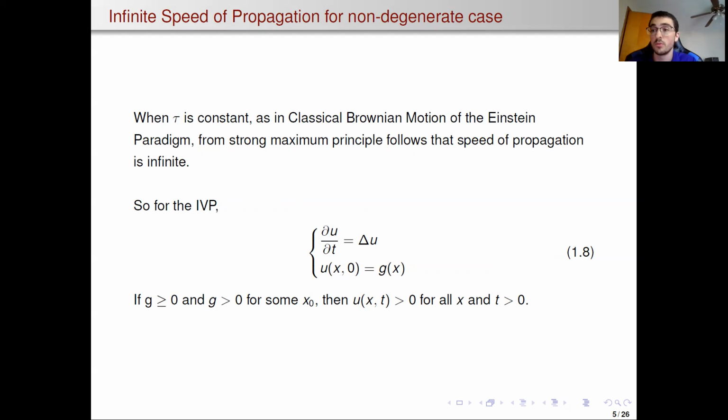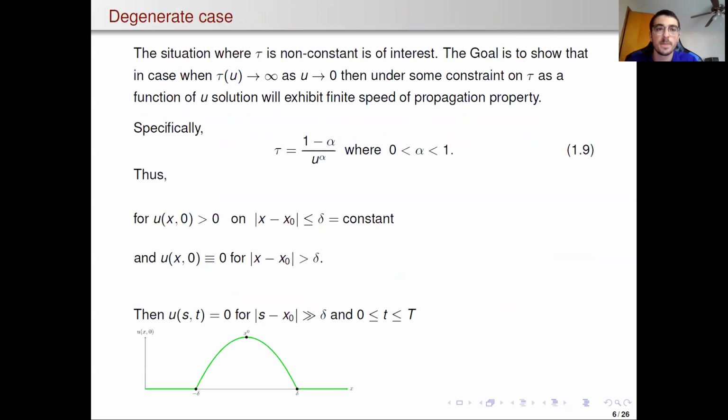So this is unrealistic to model many physical situations. So what we'd like to do is prove the finite speed of propagation so that we can more accurately model certain situations. So we have our degenerate case where tau is non-constant is our interest. And specifically where tau is equal to (1 minus alpha) over u to the alpha, and alpha is between 0 and 1. So we want to show that this exhibits the finite speed of propagation property, which means that for u(x,0) greater than 0 on our domain, |x minus x naught| less than or equal to delta, and u(x,0) identically equal to 0 outside of this domain, then we would have u(x,t) equal to 0 much further outside of this domain on our time domain between 0 and big T.